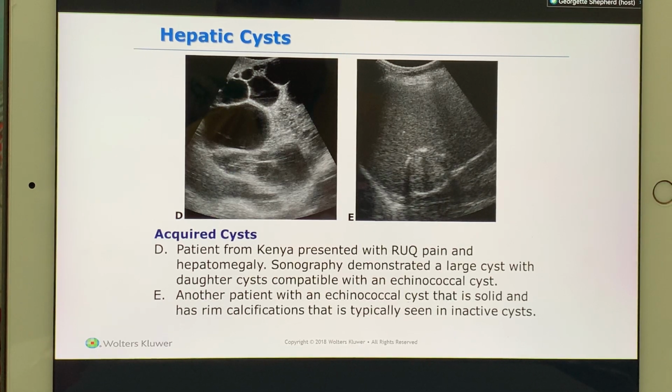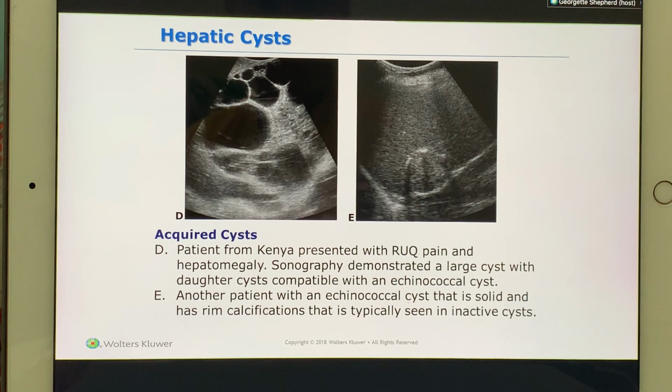So this is a patient from Kenya. He had an echinococcal cyst, and here you can see that it has a hyperechoic calcified rim. I have seen these before where you can actually see worms moving around inside the cyst.